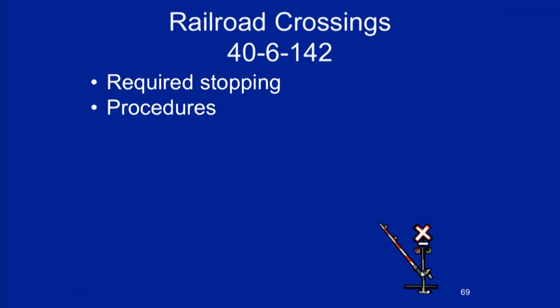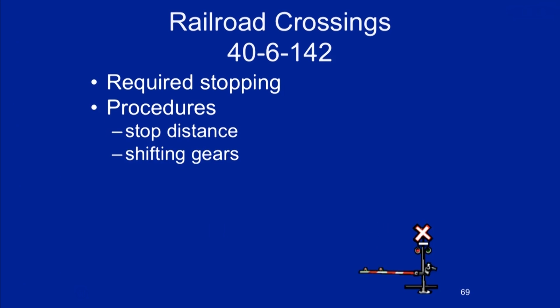Procedures are basically outlined in the Commercial Driver's Manual for how we are to do that. It talks about the stopping distance, which must be at least 15 feet away from the nearest rail, but no farther than 50 feet away from the nearest rail. Once you have come to a complete stop and you're then accelerating away from that stop and crossing over, you are not to shift gears.